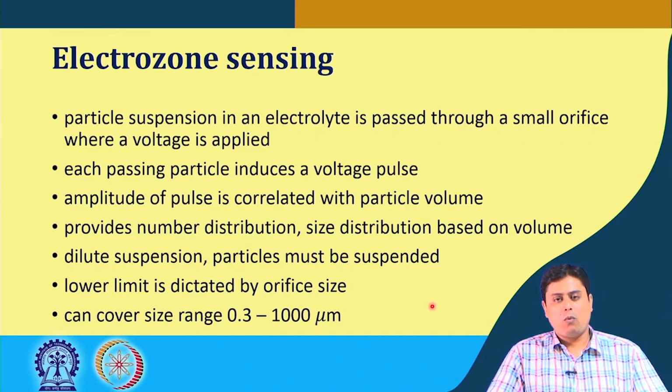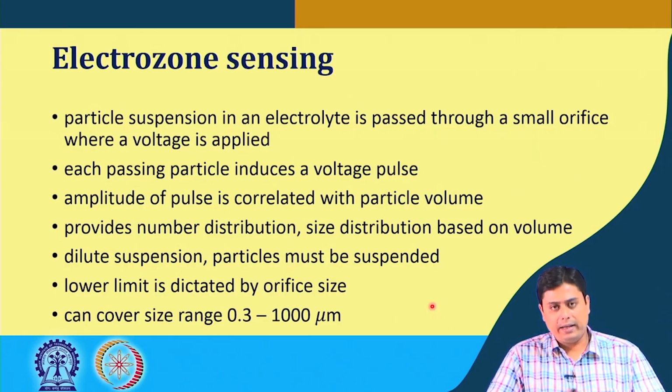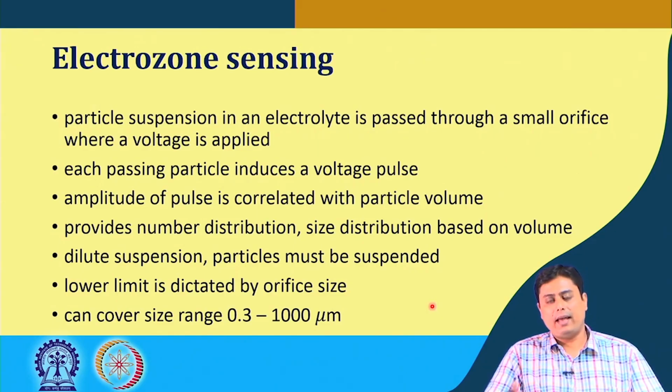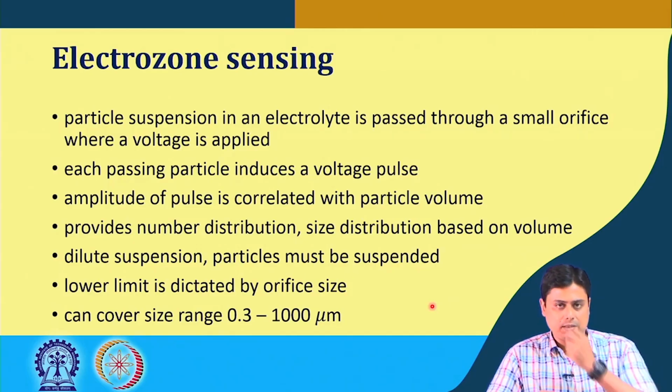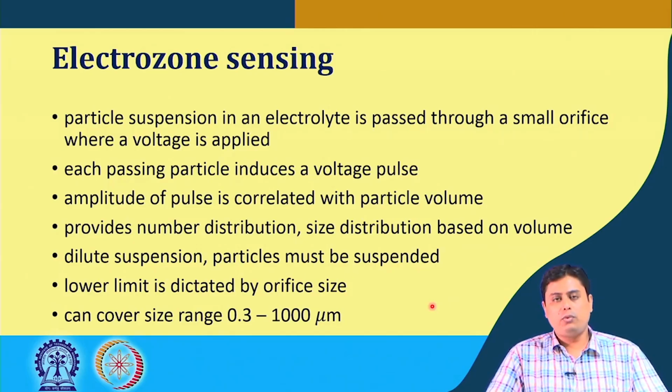When multiple particles pass at different times, you get several voltage pulses that you collect, and then you process that signal by some algorithm, and you get its size distribution and the number distribution. The number distribution you can get explicitly by counting the number of pulses, and the size distribution based on volume you can achieve also by this method.